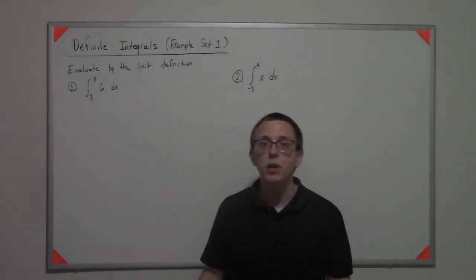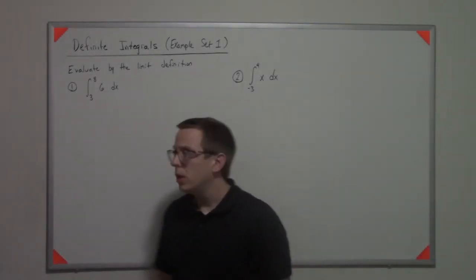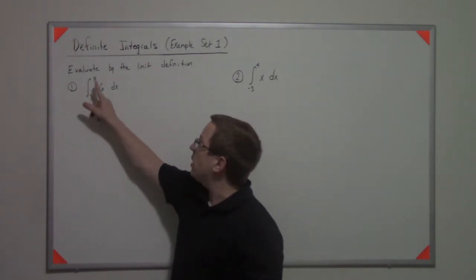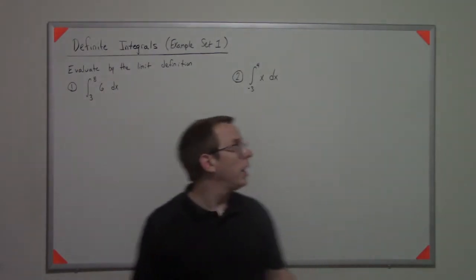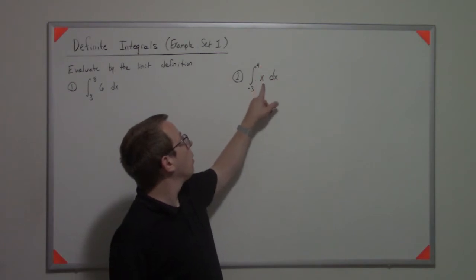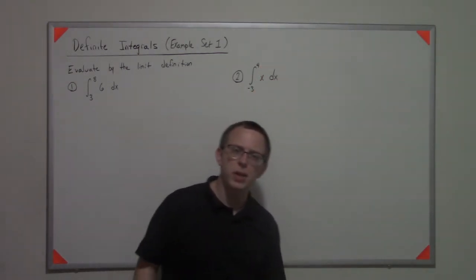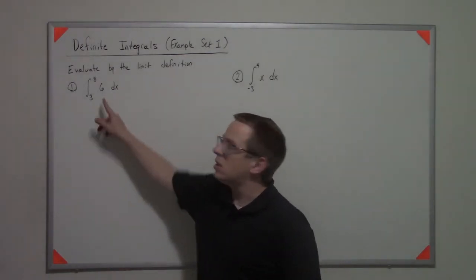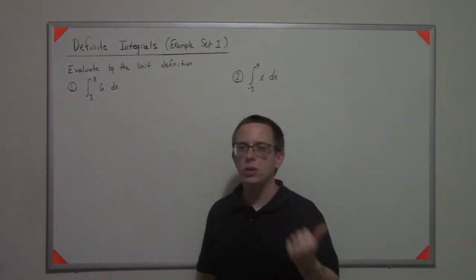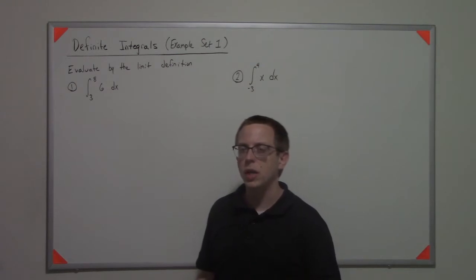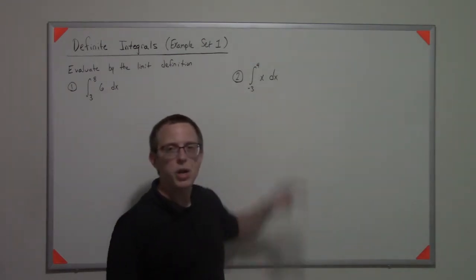Let's evaluate some definite integrals using the limit definition. So I've got the integral from 3 to 8 of 6 dx, and I have the integral from negative 3 to 4 of x dx. But I'm going to start over here because for some reason constant functions are usually harder for students to understand, so I'm going to start over here.